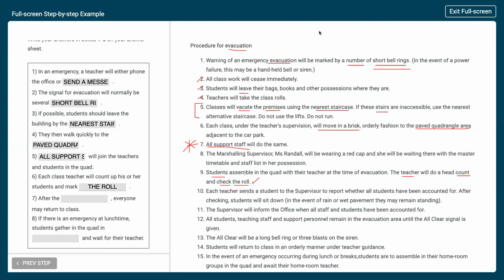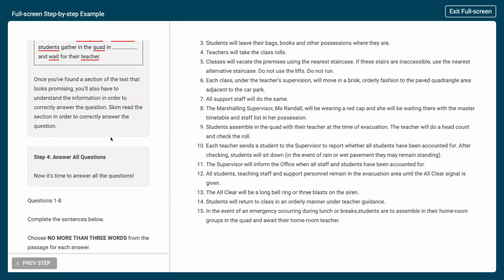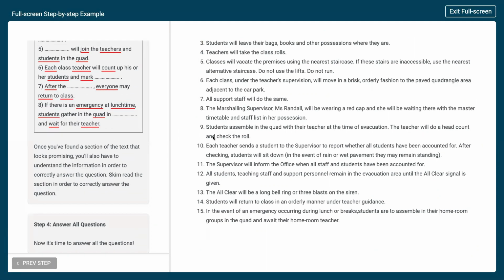Okay, I'm just going to clear our screen so that we have a clean slate. Scroll down a bit, we have 2 more left. So we had just finished out here with check the roll. And now if we look at our keyword again, we have after everyone and return to class. So basically here we're looking about returning to class. So students will sit down and they're still not in class, so number 10 doesn't look promising. If I go to number 11, this also doesn't look promising because it's just about supervisor communicating with the office. I would not pick that.